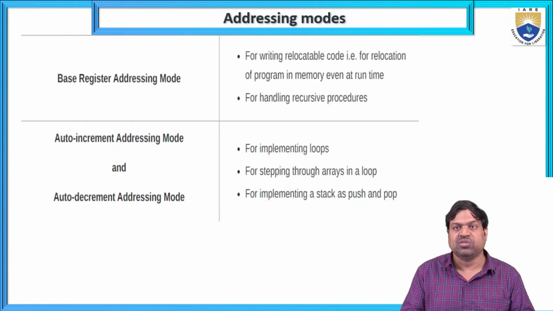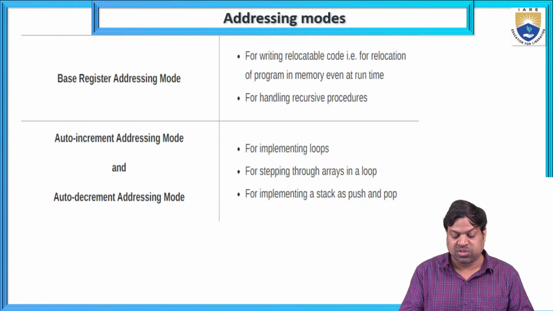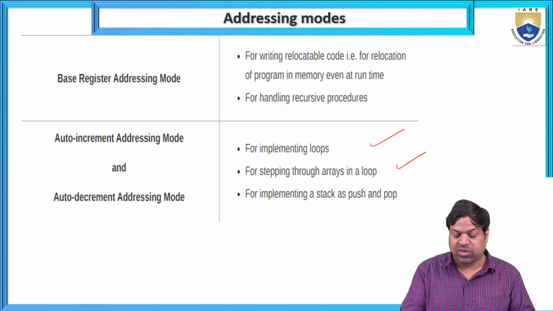And base register addressing mode is for writing relocatable code, that is for relocation of a program in memory even at runtime, for handling recursive procedures. Auto increment addressing mode and auto decrement addressing mode are for implementing loops, for stepping through arrays in a loop, for implementing a stack with push and pop operations.